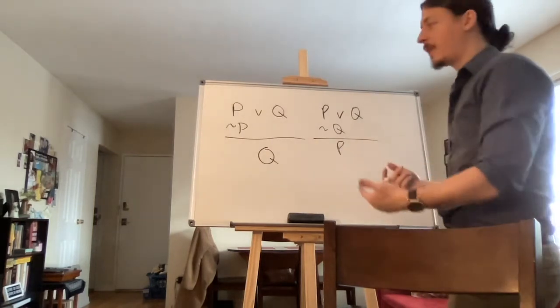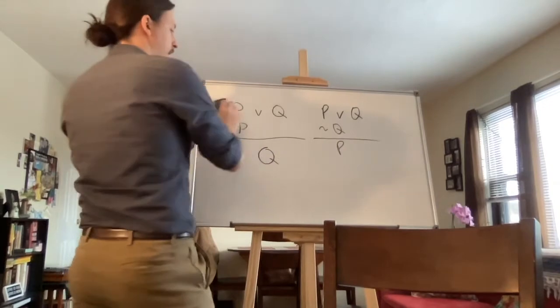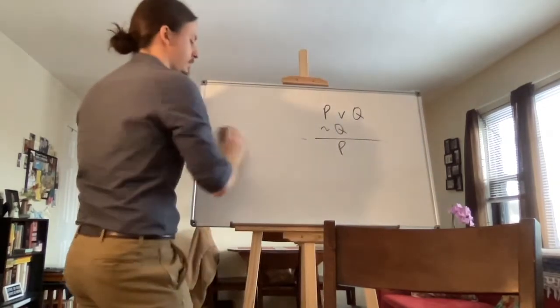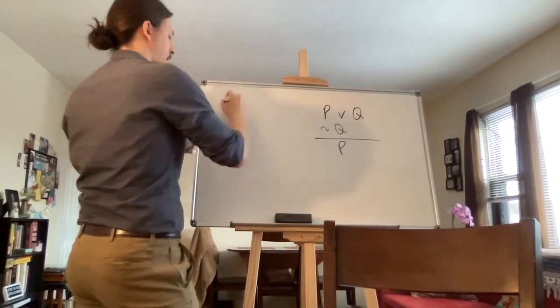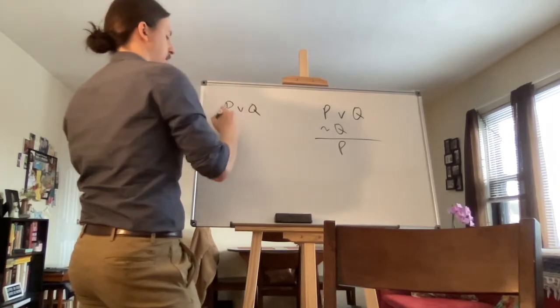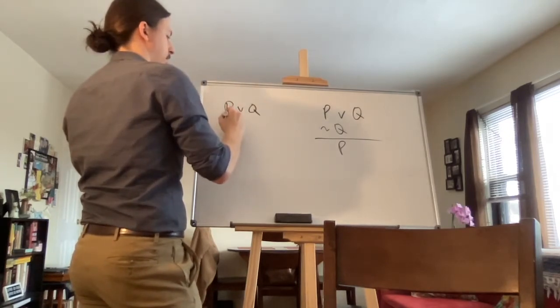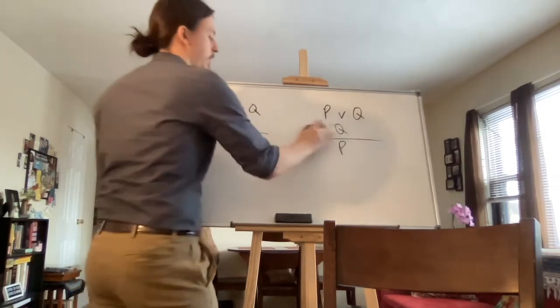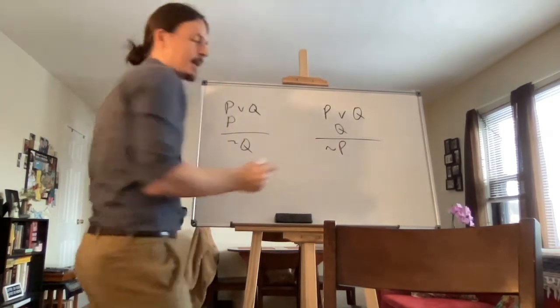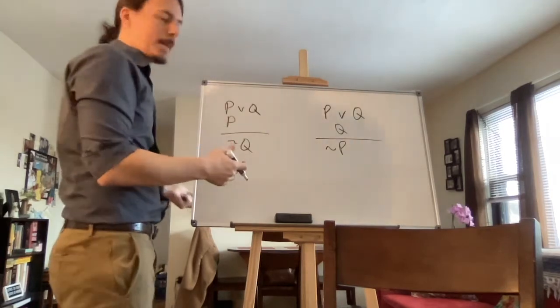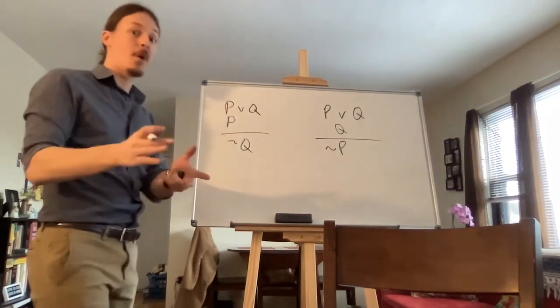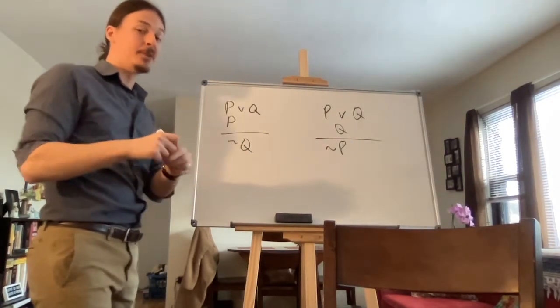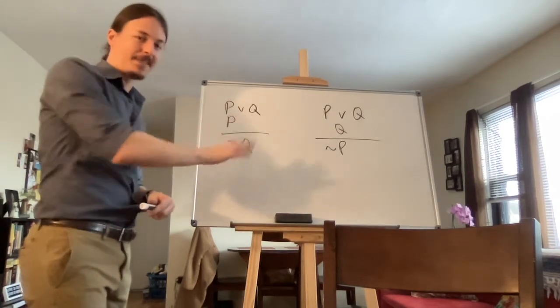And because we're using the exclusive or, you can take this in other ways and say P or Q, P, therefore not Q. Or P or Q, Q, therefore not P. Like it doesn't matter, right? Because it's one or the other for our purposes. Sometimes you deal with inclusive or, and that's not the same thing.